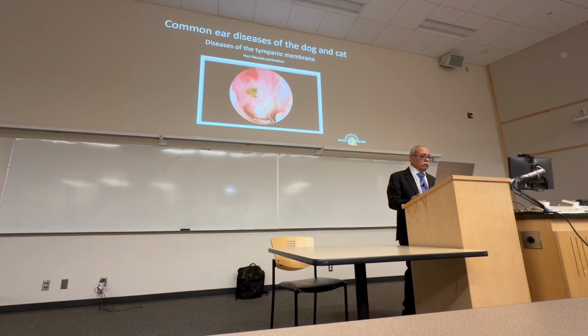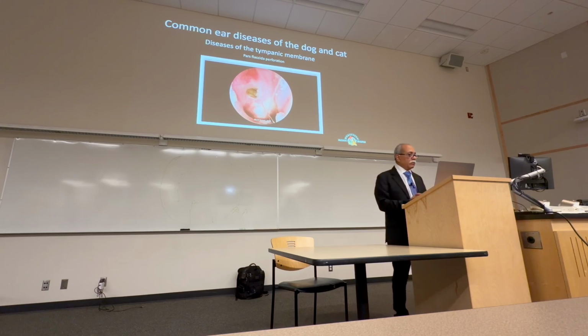This is a diagnostic image. It says what it is. It's a pars flaccida perforation. This is when the ventilation pathway failed. You'll be surprised what we get out of this thing. The hole is about, I would say, less than 2 millimeters.